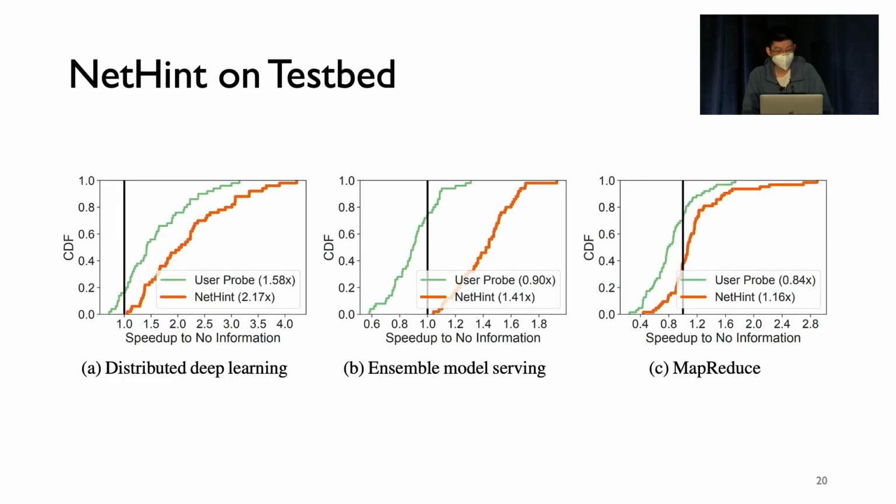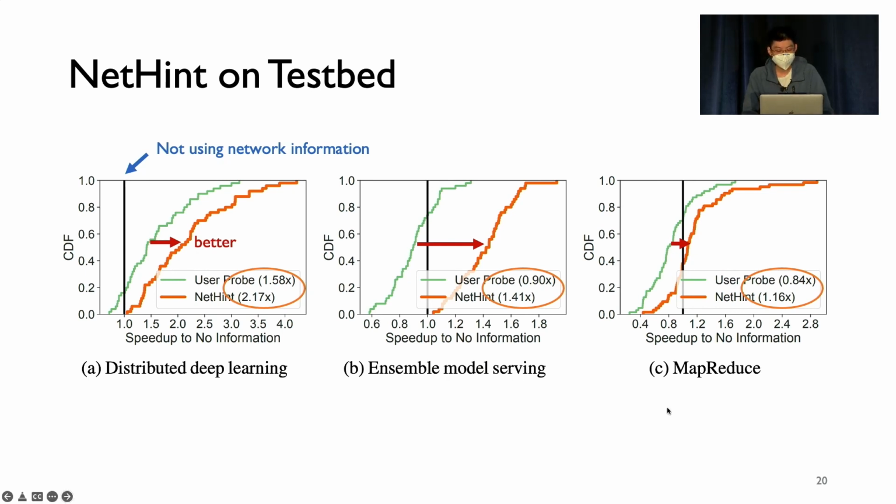We evaluate how much performance gain NetHint can provide. These 3 figures are the CDFs of the speedup of communication finish time versus not using network information. The black vertical line here means the speedup is 1.0, which represents the baseline of no information. We use the same workloads as previous papers. And for each kind of workload, we run 50 to 100 jobs and show the average speedup relative to no information across all the jobs. The brighter the curve, the better the performance.